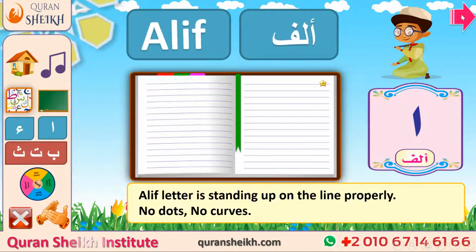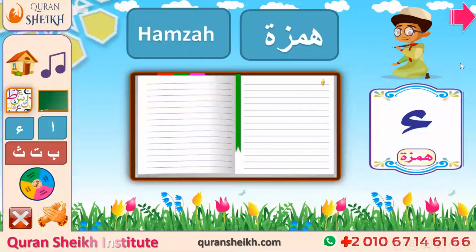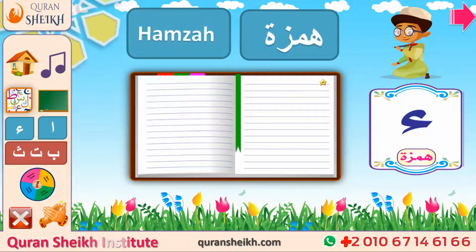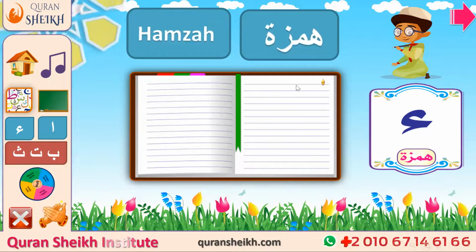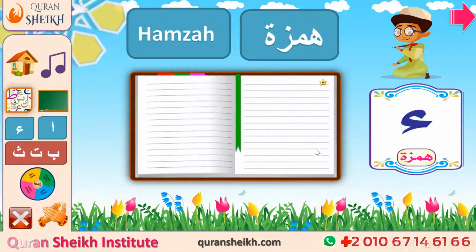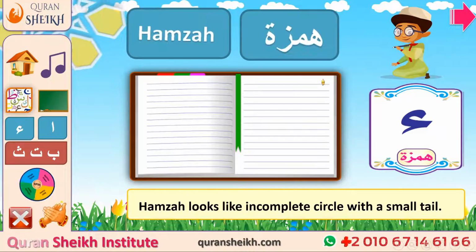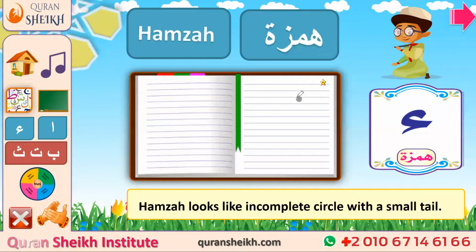Okay, next letter. Its name is Hamza. Repeat after me. Hamza. Yes, that's good. Hamza. Okay, how can we write down Hamza? So easy. Hamza looks like an incomplete circle with a small tail. Okay, I'm gonna show you. Incomplete circle with a small tail.